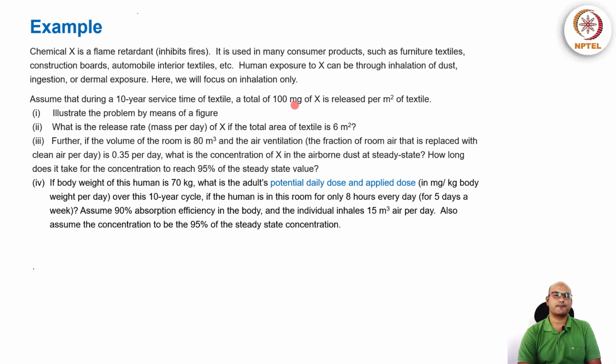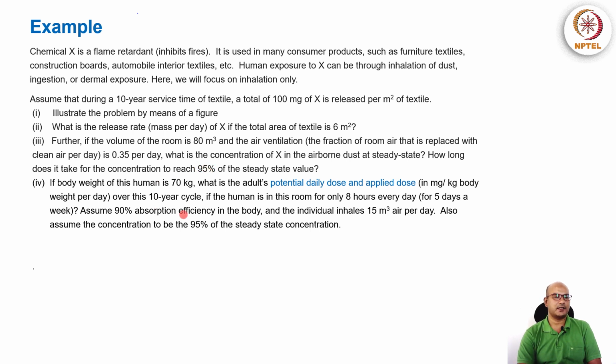Over this 10 years, it emits 100 milligram of X in 1 meter square. The total area of textile is 6 meter square. The volume of room is 80 meter cube and it is basically exchanged at a rate of 0.35 per day. So we have to first calculate the steady state concentration, and then we have to tell how long it will take for the concentration to reach 95% of the steady state value.